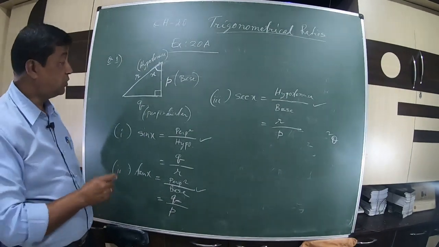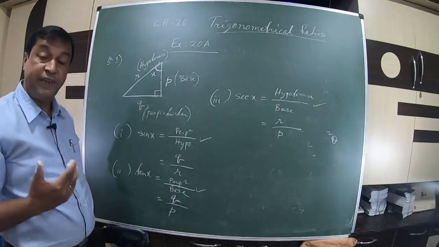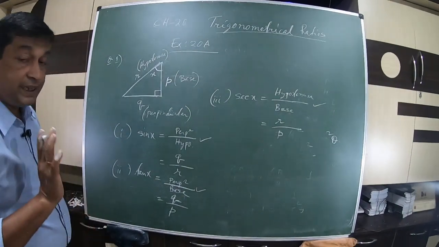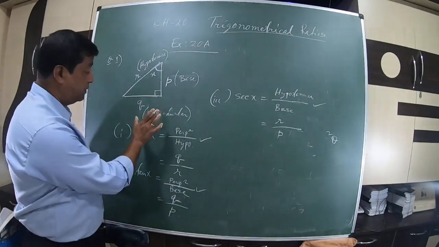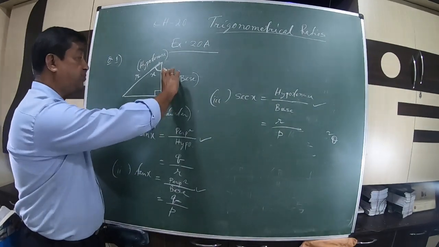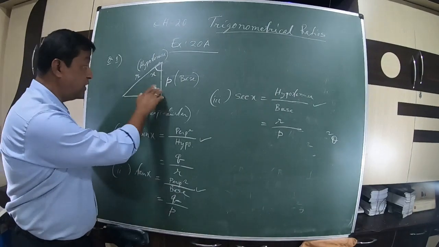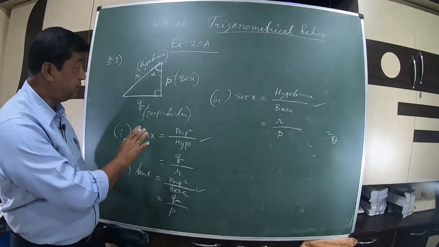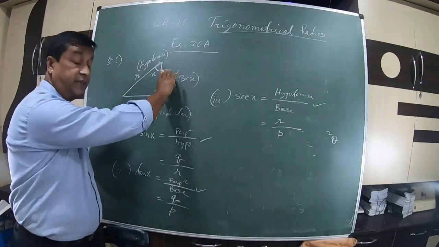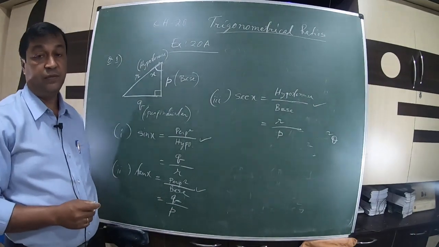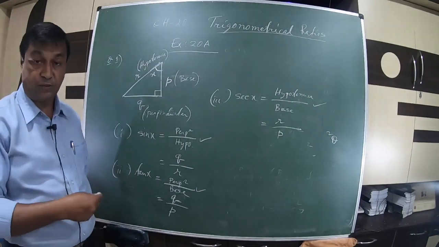Actually, what I have told in the beginning, the main thing is that you have to find out which one is the perpendicular, which one is the base, and which is the hypotenuse. If it is clear to you how to find the perpendicular, the hypotenuse, and the base, then you can do any sum from that exercise or from whatever is given.